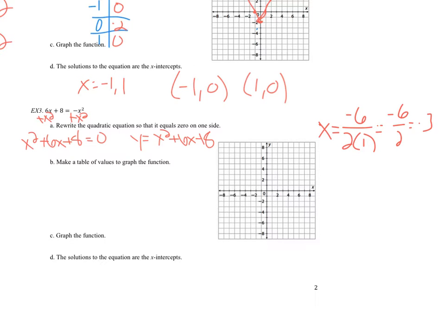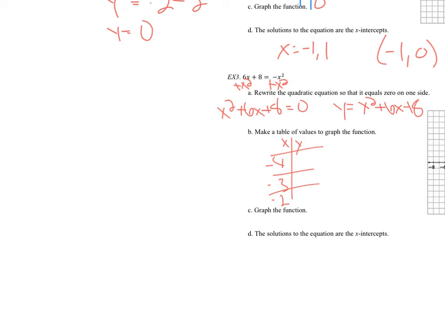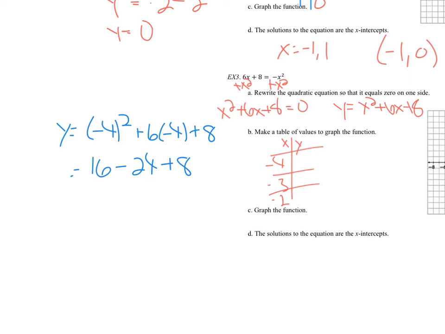So make our tables. So I have x and y. And we had negative 3 here, so we'll go negative 4 and negative 2. We'll substitute those values in, so we get y equals, let's start with negative 4. So we get negative 4 squared plus 6 times negative 4 plus 8. Negative 4 squared is 16. 6 times negative 4 is a negative 24. And then plus 8. Add that all up, and we get y equals 0.